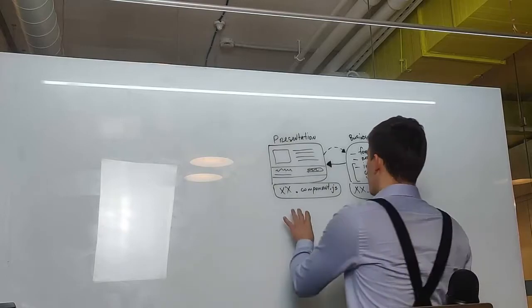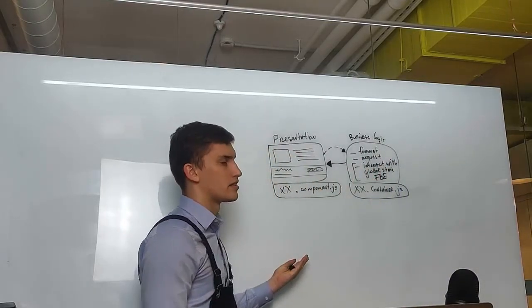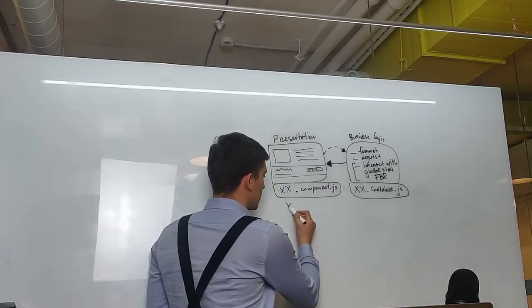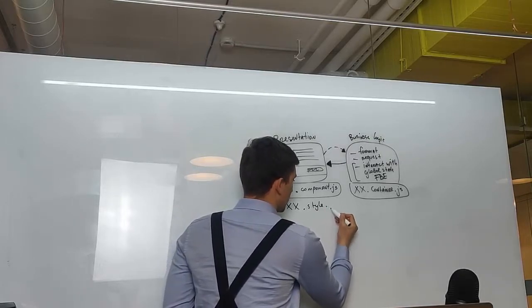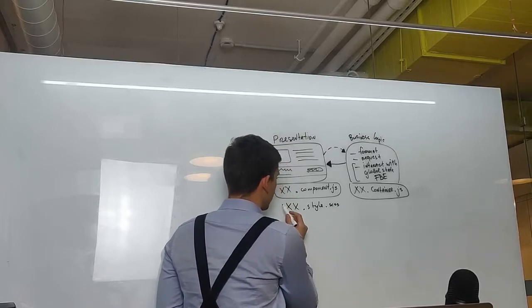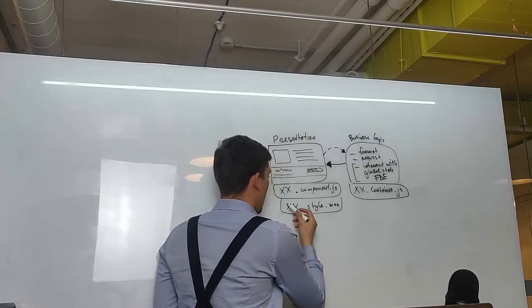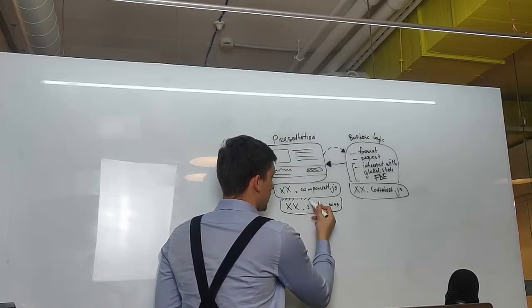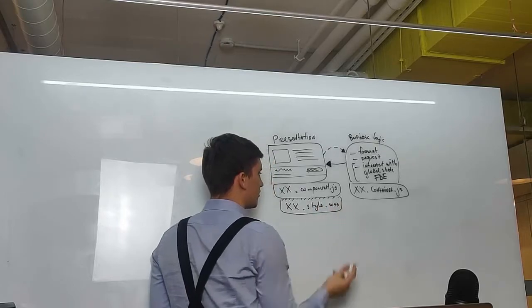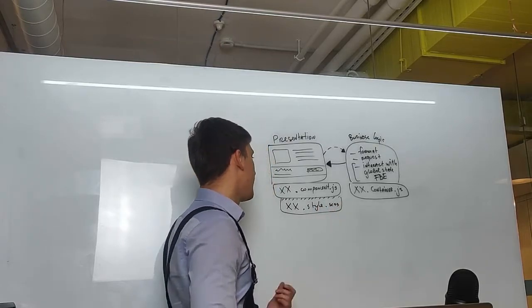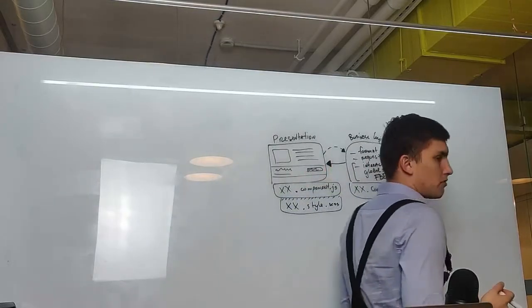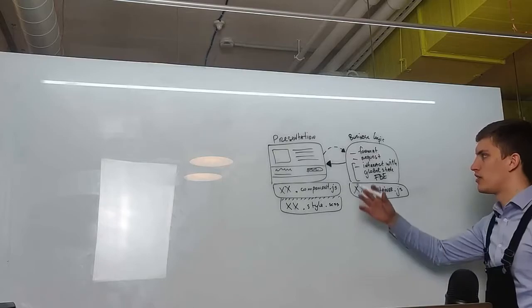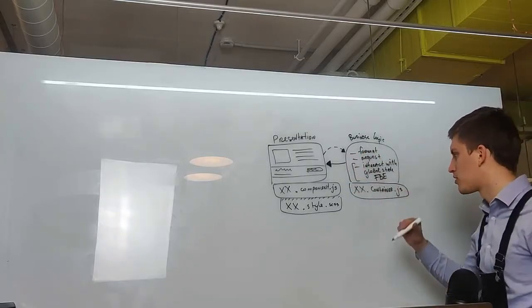The components themselves, they have styles. So let's write here that we have xxx.style.scss. And those are just helpers for our presentation. Those contain no data. So styles, of course, contain no data. And most probably are simply describing how the component will look like.